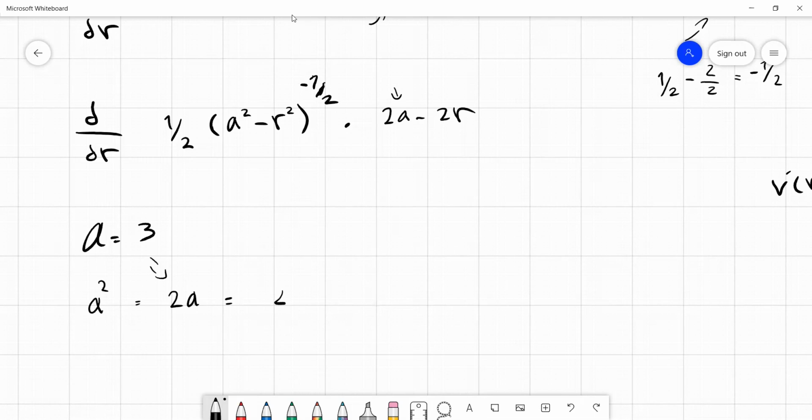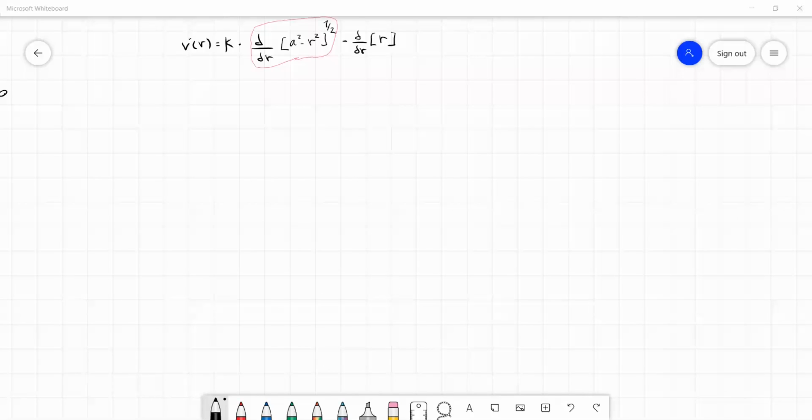But then if you were to plug 3 into it, so if you were to say 2 times 3, that would be 6. The derivative of 6 is just 0. So the derivative of a constant is just 0. So here we just have a 0. Okay, great.